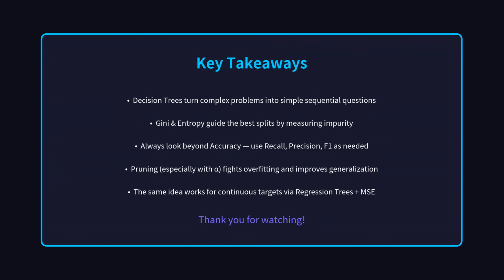Decision trees convert complicated prediction problems into sequences of simple decisions. For classification, they repeatedly reduce impurity. Gini and entropy select the best feature and threshold. Classification performance cannot rely on accuracy alone. Use recall, precision, or F1 according to the business cost of errors. Highly complex trees overfit. Pruning improves generalization. Cost complexity pruning uses alpha to balance performance and complexity. The same idea extends to continuous targets through regression trees and mean squared error.